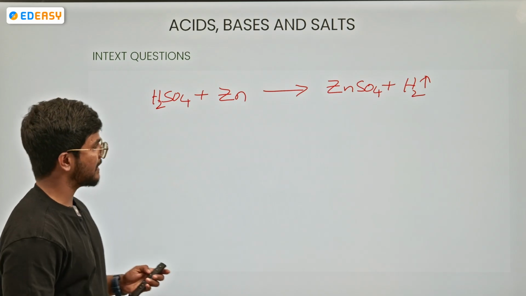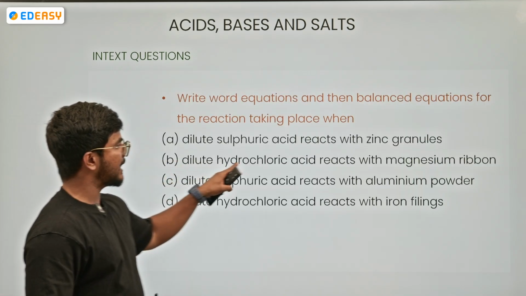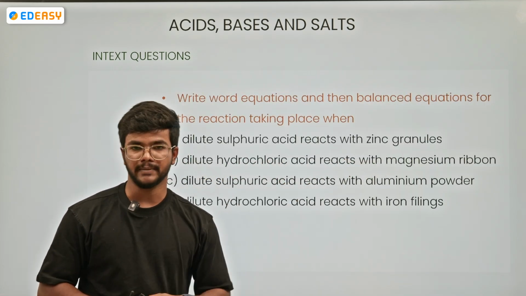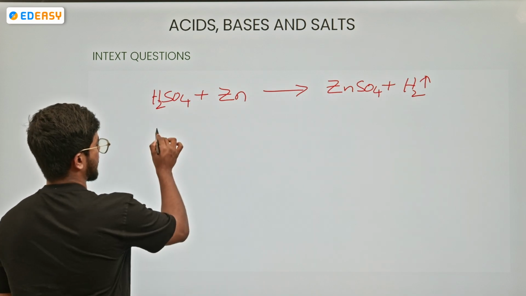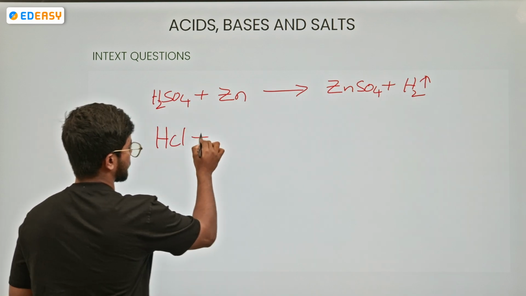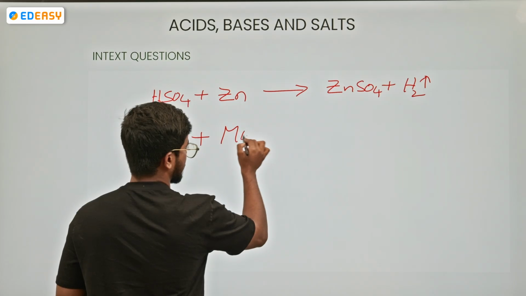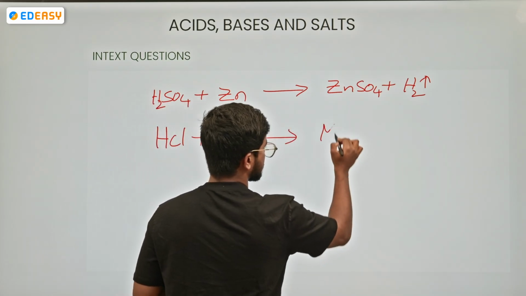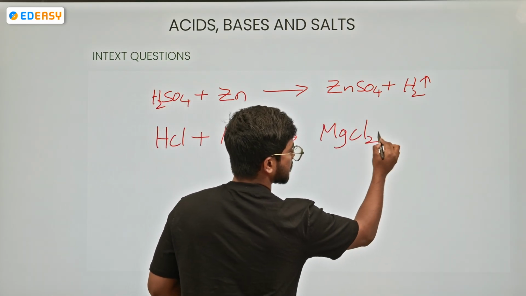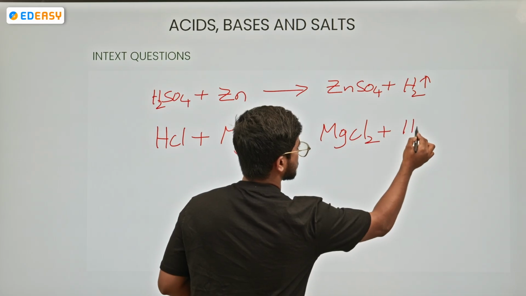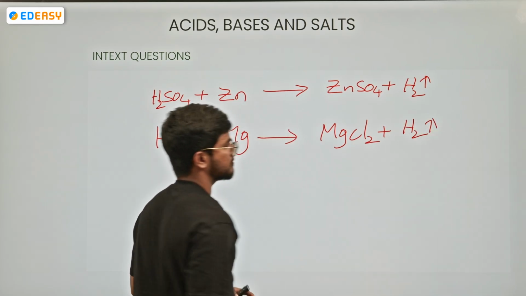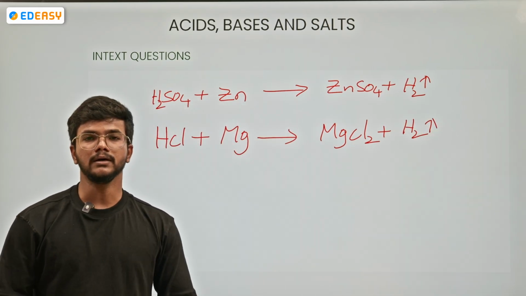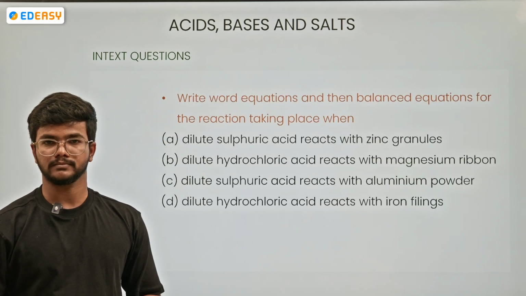Next, dilute hydrochloric acid reacting with magnesium ribbon. When HCl reacts with magnesium ribbon, Mg, it gives MgCl2, magnesium chloride, with hydrogen gas. This is also a gas. Balance this equation and also post it in the comment section.